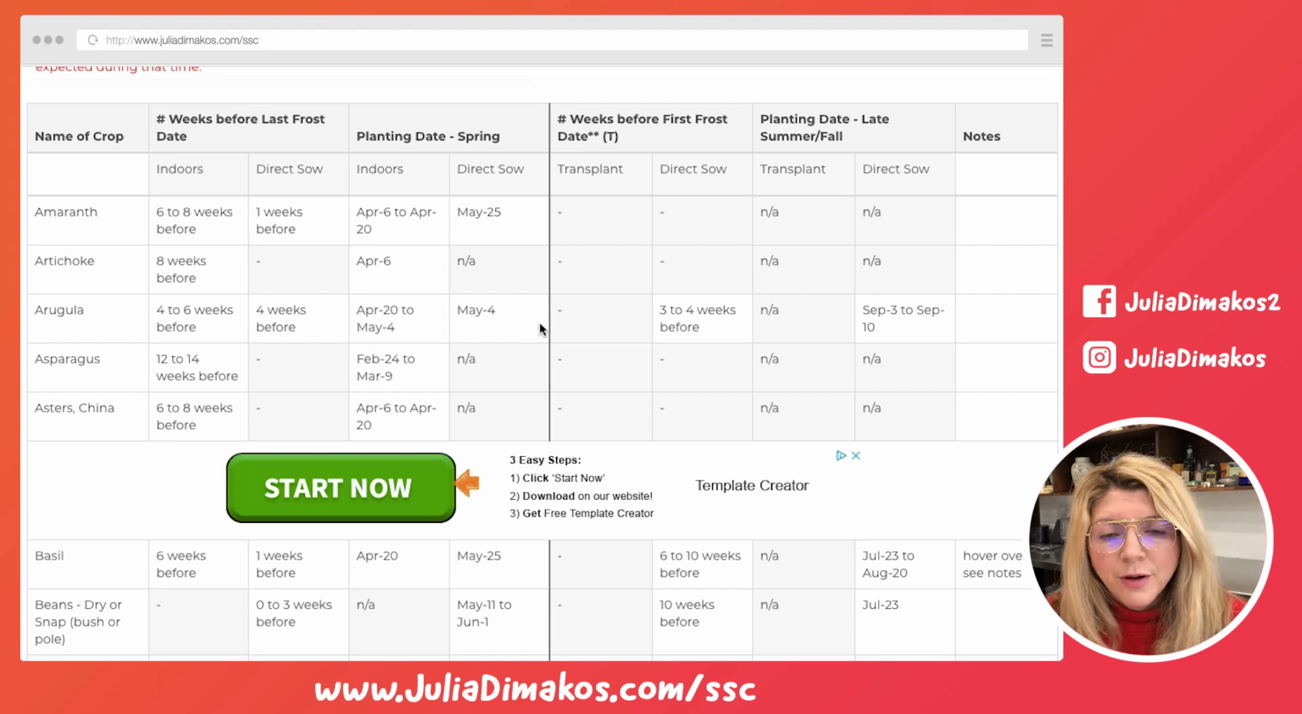And I've had that happen before. So when can you plant it? You can start growing arugula 4 to 6 weeks before the final frost date. You can sow it in the ground 4 weeks before. You can continue to sow throughout the growing season.